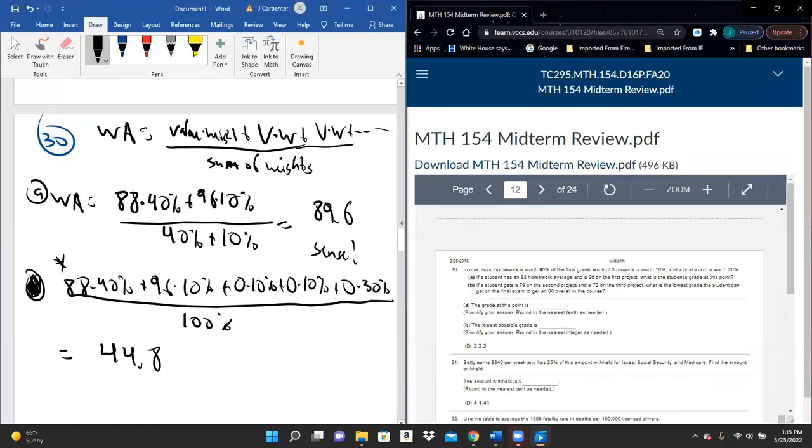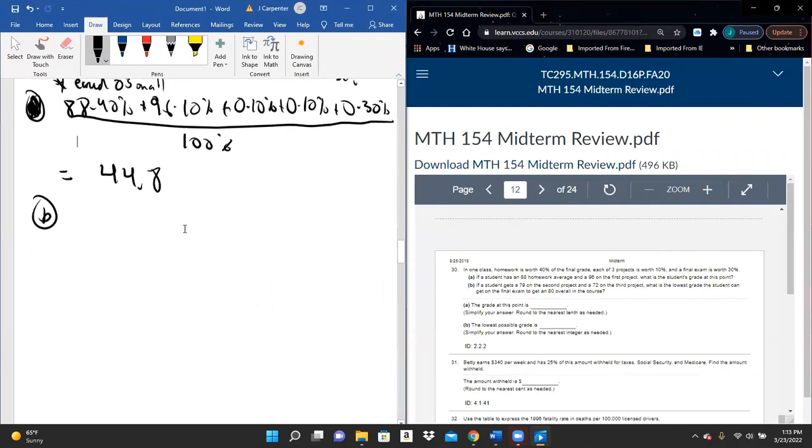But this is if we earned zeros on all of everything else. And they said, there was other details here, I'm back up close. If a student gets a 79 on the second project, a 72 on the third project, what's the lowest grade the student can get on the final exam to get an 80? So again, this is actually a more complicated problem. Thank you for pointing that out to my blind self.